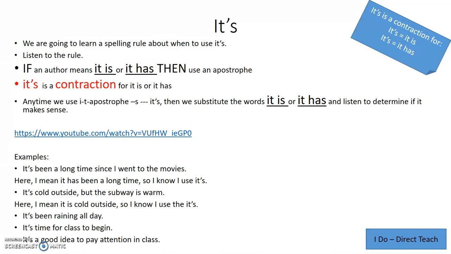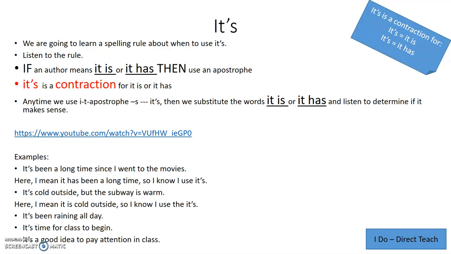It's been raining all day. It is been raining all day. Does that make sense, boys and girls? No, you got it. It has been raining all day. Does that make sense? Yes, you got it. So it's been raining all day. I know that I use an apostrophe S.